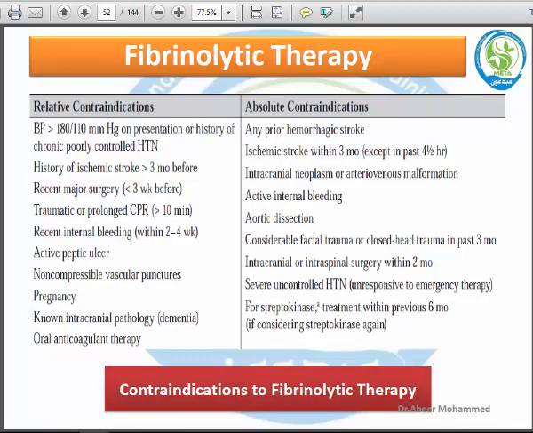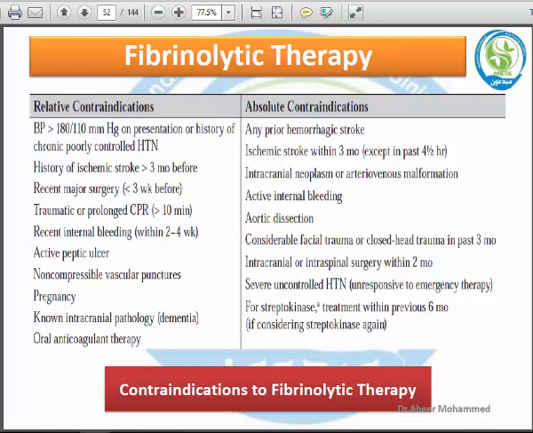The most important thing in fibrinolytic therapy is that it has contraindications. How does fibrinolytic therapy work? It consists of proteases that convert plasminogen to plasmin, and plasmin lyses the clots by breaking down fibrinogen and fibrin. That means it carries a high risk of bleeding. Because of that, we have absolute contraindications and relative contraindications to fibrinolytic therapy.